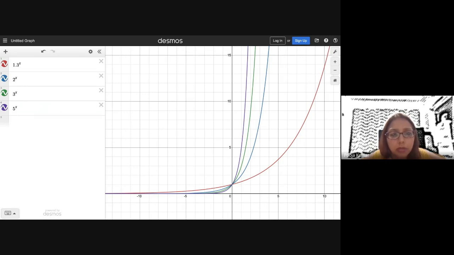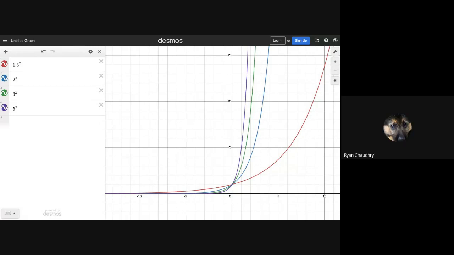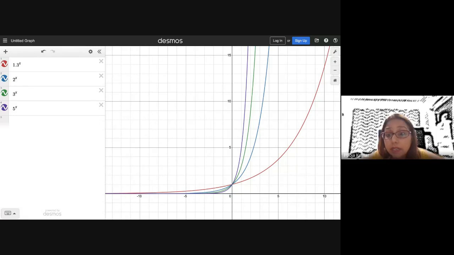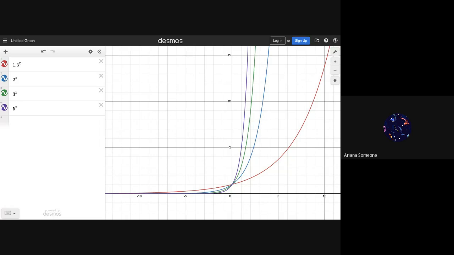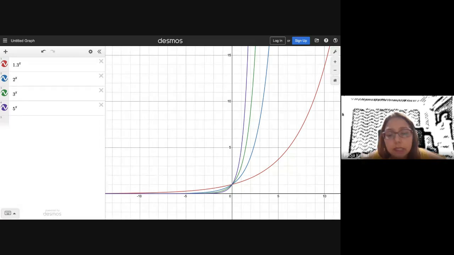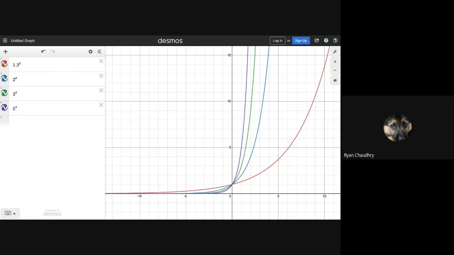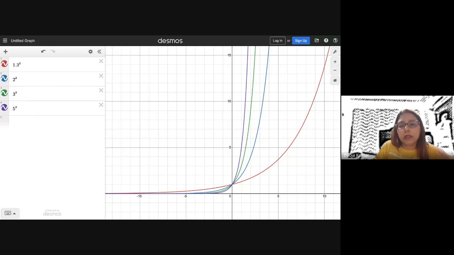Okay. What do you observe? What is the y-intercept for all of them? 1. All of them is 1. Ariana, are you observing this? All of them is 1, right? Why is it 1? Because any number to the power of 0 is always 1.